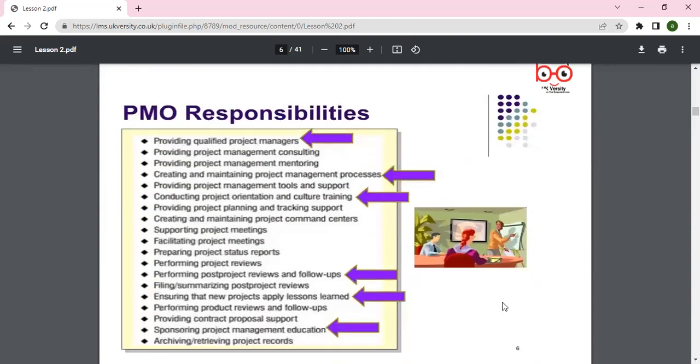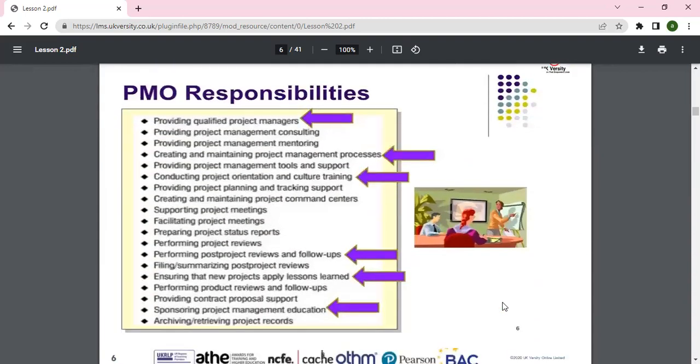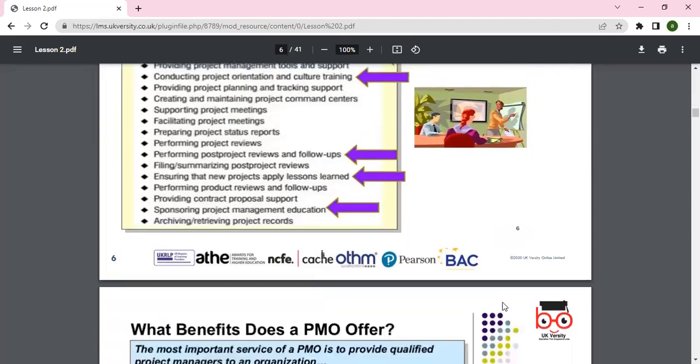Okay, PMO responsibility: provide qualified project managers. Project management consulting, project management monitoring, supporting project meetings. All these are the bullet points we need to look at to achieve the project objective effectively. Any question? Please, if you have any question, you can ask.